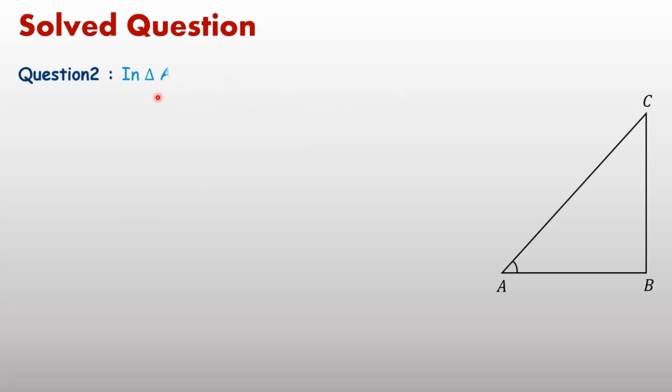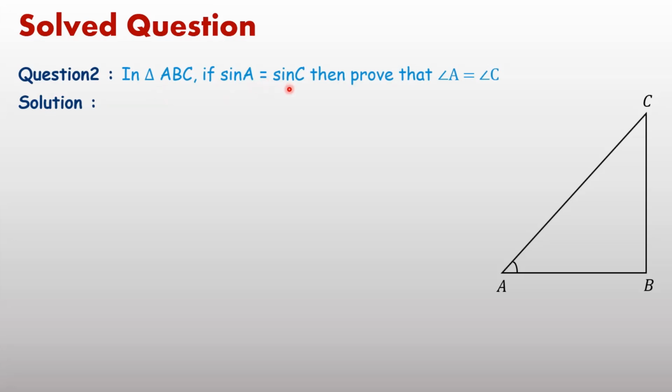Now next question. In triangle ABC, if sin A equal to sin C, we have to prove angle A equal to angle C. In triangle ABC, sin A equal to sin C is given. Sin A represents the ratio of perpendicular and hypotenuse for angle A, and for angle A perpendicular is BC.